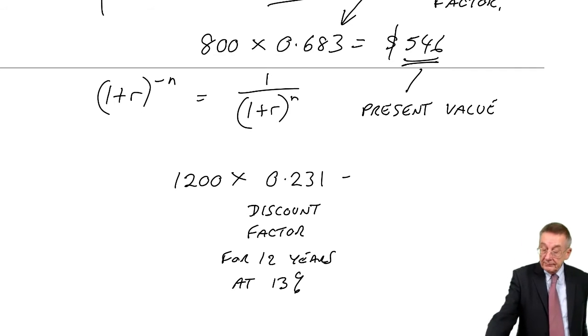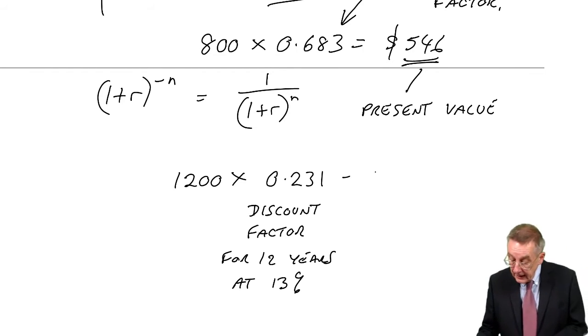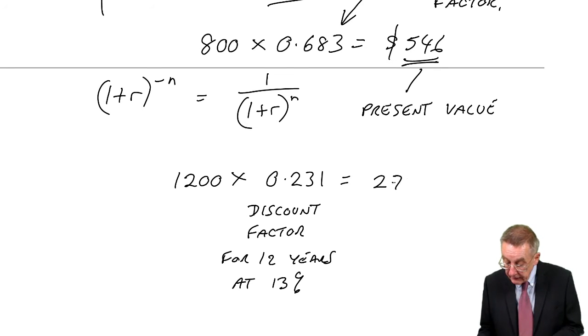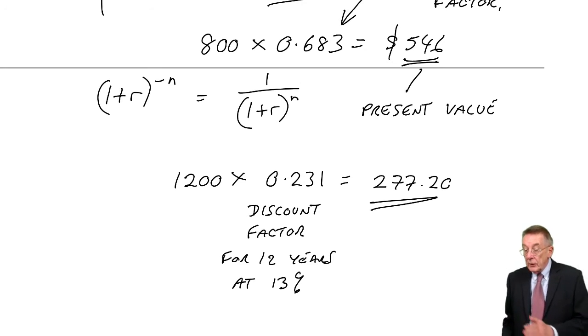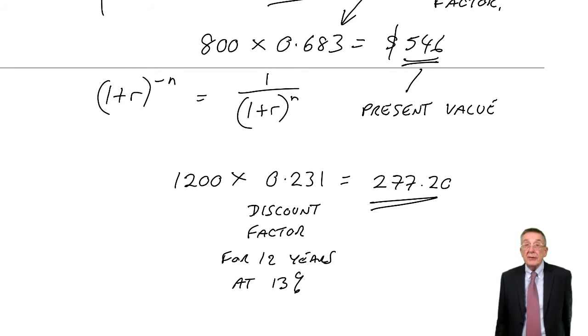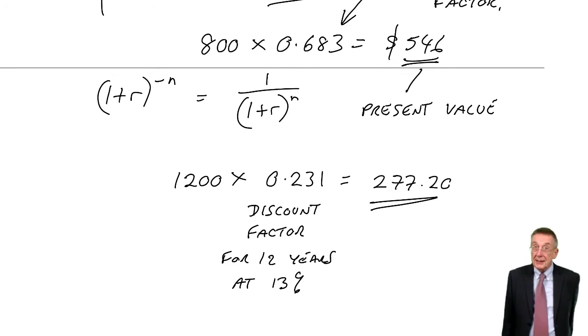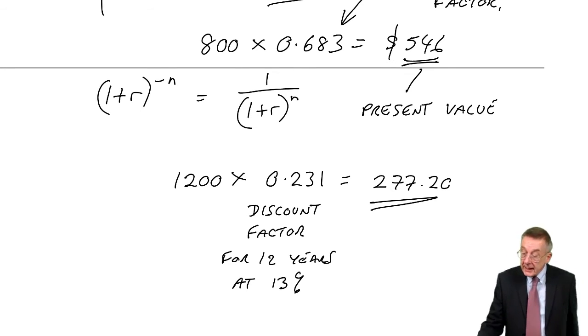And what does it come to? 2,500 times 0.231 is 577.5. If you were to put 577 in the bank now, with interest at 13% and leave it for 12 years, at the end of 12 years, it would have grown to 2,500. That is the present value.